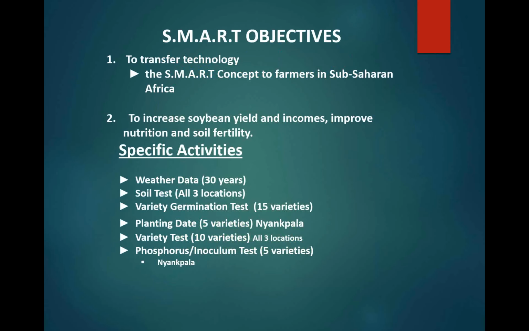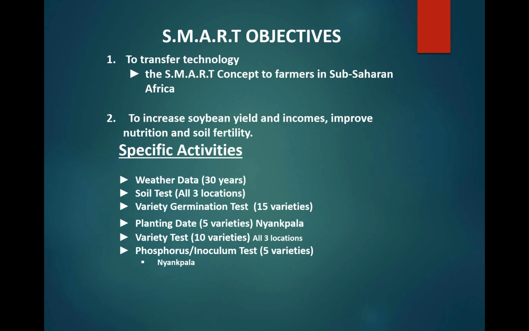I went there with objectives of actually transferring the smart concept to farmers in sub-Saharan Africa, starting from Ghana, and then also trying to see whether we can increase soybean yields and definitely increase the incomes of farmers and improving nutrition and soil fertility. One thing about the soils in northern Ghana is that they are very low in soil nutrients. Specifically, we started with weather data collection. Over 30 years back data was collected, and then we also conducted soil tests in 3 locations, which we'll be seeing shortly.